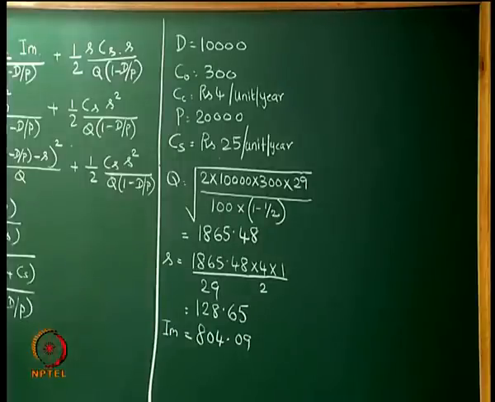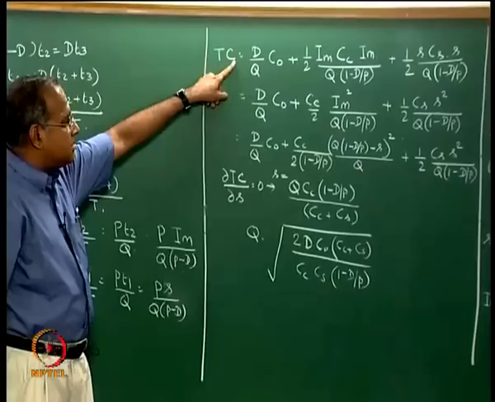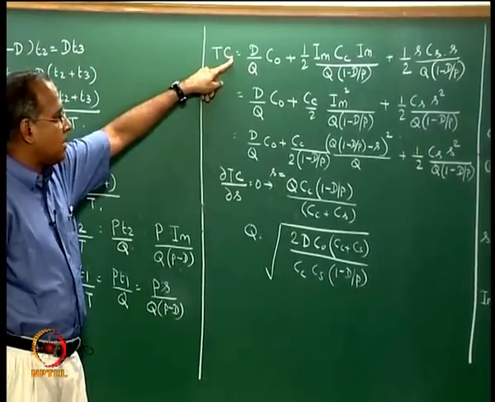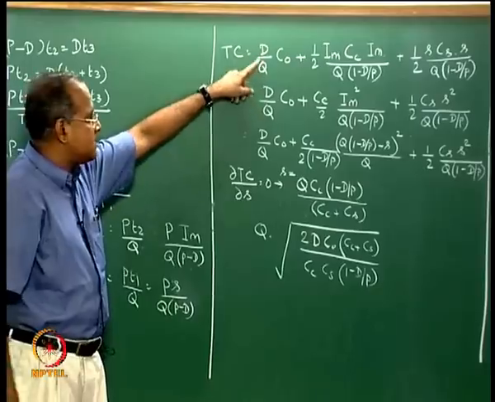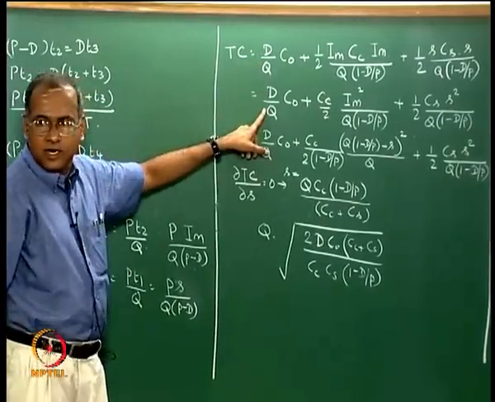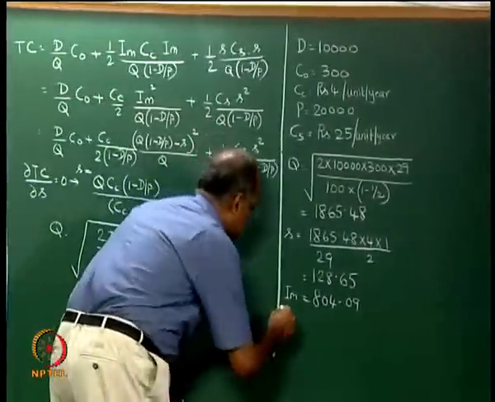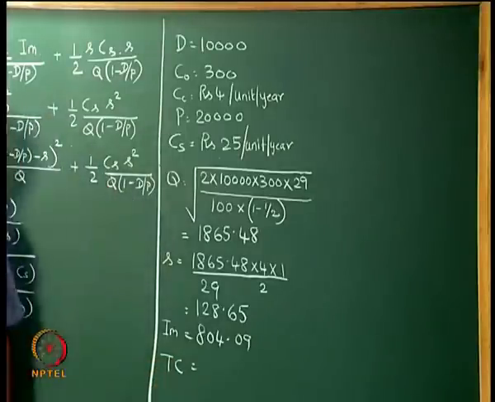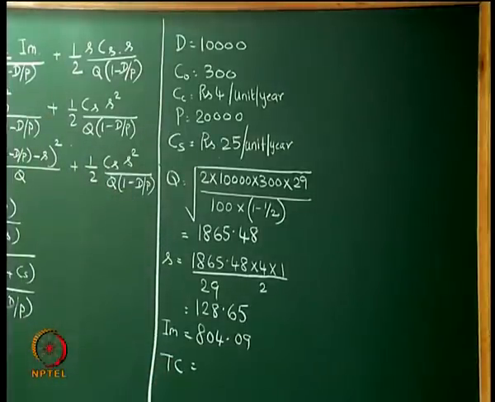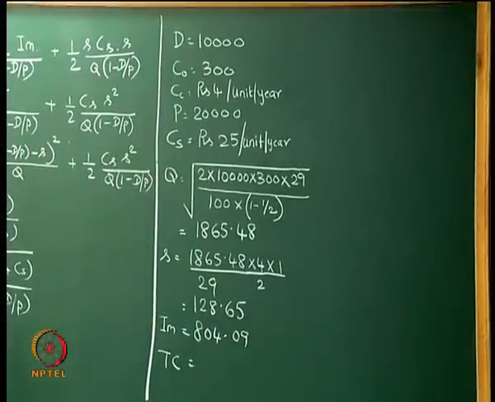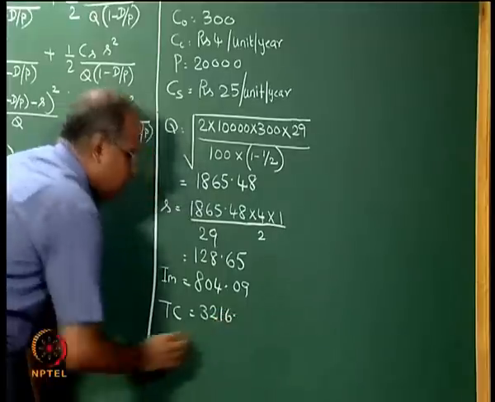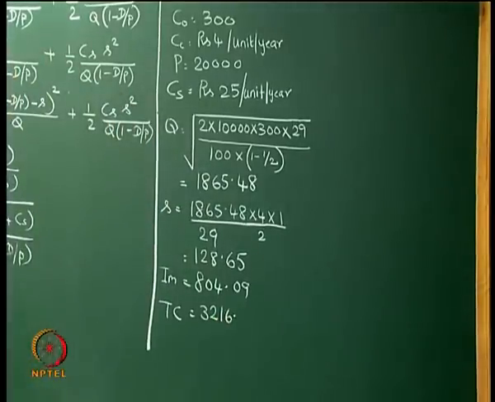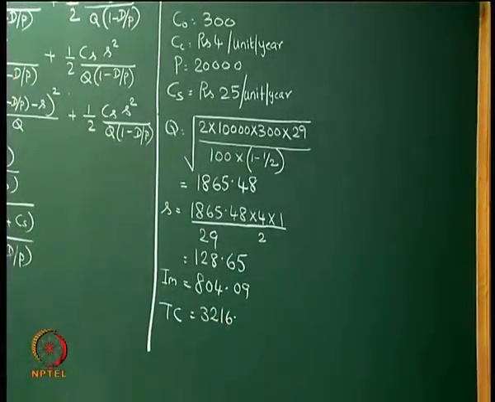Now, once we know Q, S and IM, we can substitute here to get the total cost, or we can substitute either here or here, they are one and the same. So, it is easy to substitute here or here to get the total cost, and the total cost for this would come to, on substitution, 3216.38.